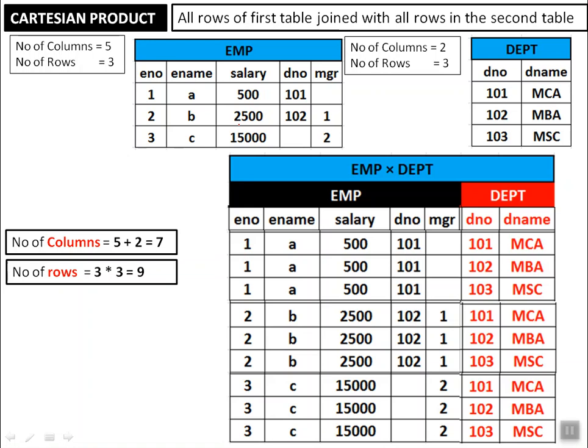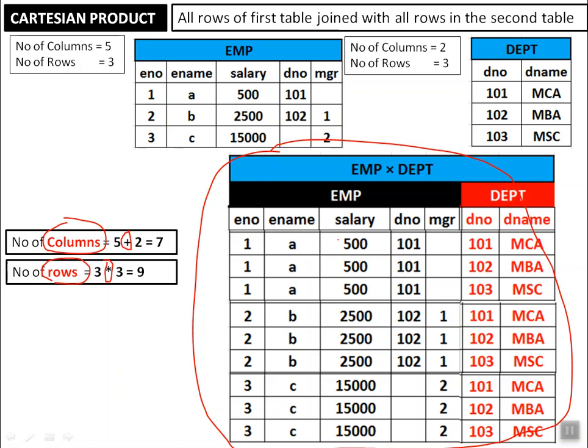So the final output of the Cartesian product is that the number of columns will be added and the number of rows will be multiplied, guys. So here is the total result of the Cartesian product. Whatever data you require is only a subset of this. You will not get even 1 row extra from this. Out of 9 rows, whatever query you write, you always fetch a subset from this. So this is clear with Cartesian product.